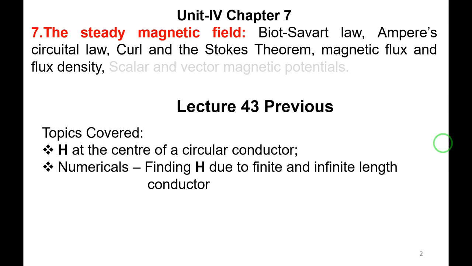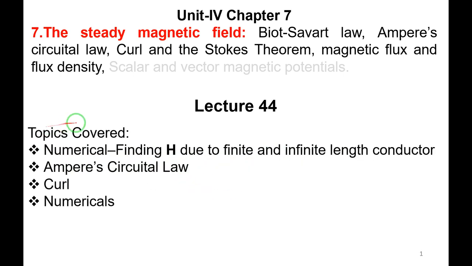In the previous lecture, we have seen the formula for the magnetic field intensity H at the center of a circular conductor, right? Then we have solved several numericals in order to find out the magnetic field intensity due to finite and infinite length of conductor. In today's lecture we will continue with one of the numericals based on finding the magnetic field intensity due to finite and infinite length of conductor.